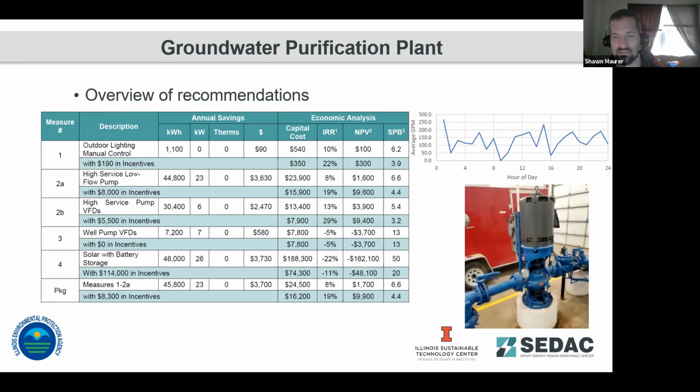Some other things we looked at: the facility had a lot of green space around it, so we recommended some solar generation. They already had a fairly low energy metric to start with, so that could push them to net zero.